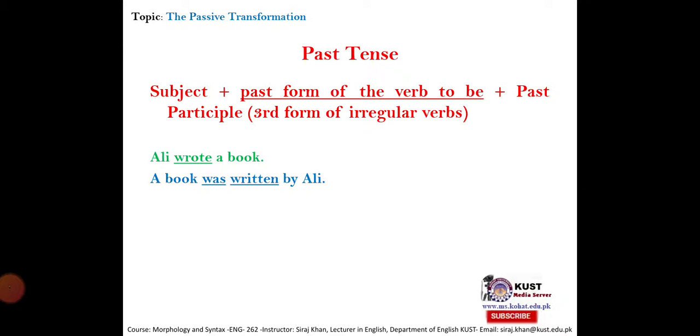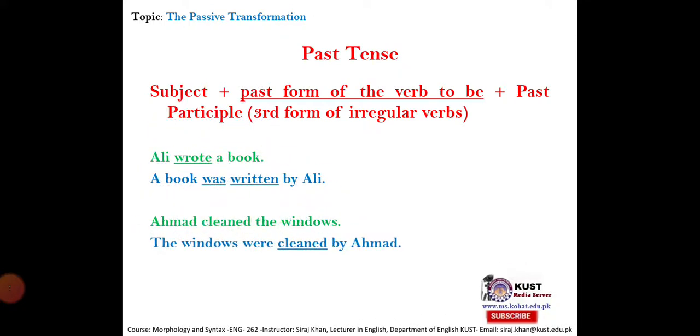When we change past tense active voice sentences into passive, we put was and were, the be form of verb, and third form we always use in passive voice sentences. Ahmed cleaned the windows. The windows were cleaned by Ahmed. So the subject is singular in the first example, so we put was. The subject in the second example is plural, so we put were.